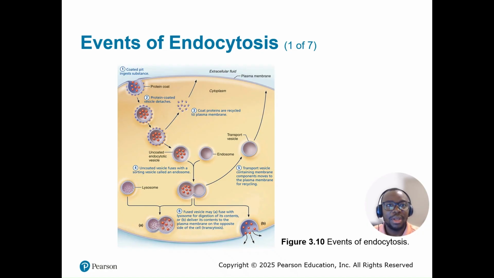In step 4, the vesicle is now an uncoated endocytic vesicle. It fuses with a sorting vesicle called an endosome. In step 5, a transport vesicle may carry some of the membrane components of the fused vesicle back to the cell membrane for recycling. In step 6, the fused vesicle may either A, fuse with the lysosome for digestion of its content, or B, deliver its content to the plasma membrane on the opposite side of the cell. If the vesicle's contents are delivered to the opposite side of the cell, this is known as transcytosis.